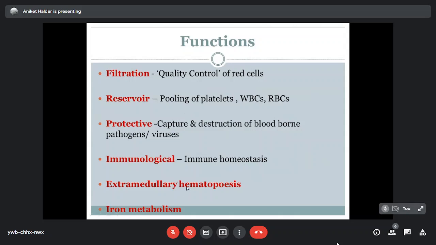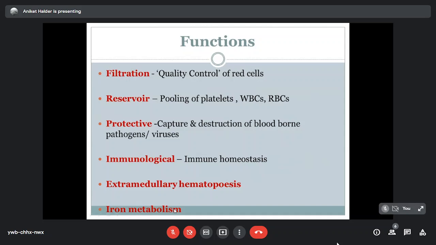Although in normal individuals it is not prominent, in diseases where there is ineffective erythropoiesis, the spleen may take up the function of hematopoiesis and try to compensate for the disease condition. And the spleen has an important function in iron metabolism, because the senescent and damaged RBCs are taken up by the macrophages. The hemoglobin of these RBCs is broken down into heme and globin.